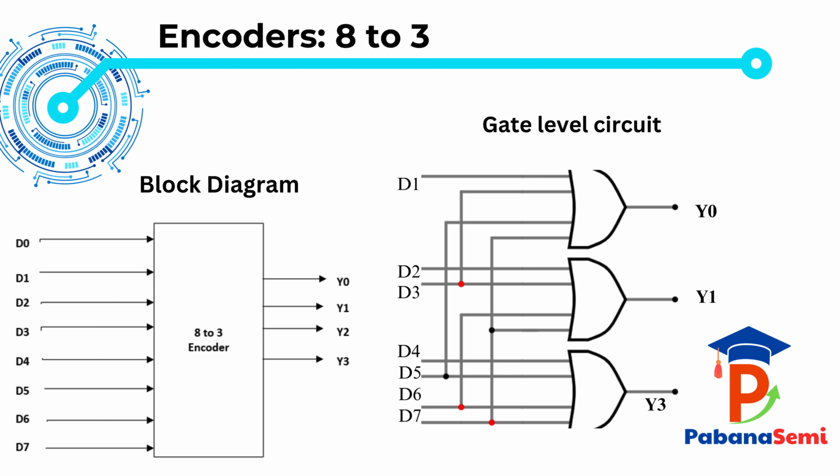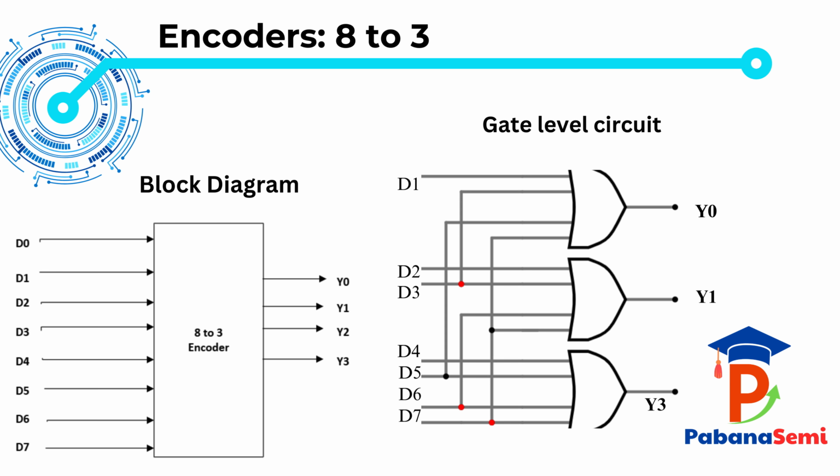On the left, the block diagram has 8 one-hot inputs, D0 through D7. The encoder converts the active input into a 3-bit binary output. That output should be labeled as Y2, Y1, and Y0. These 3 bits represent the index of the active input. On the right, the gate-level circuit is built using OR gates. Each output bit is simply the OR of specific input lines.